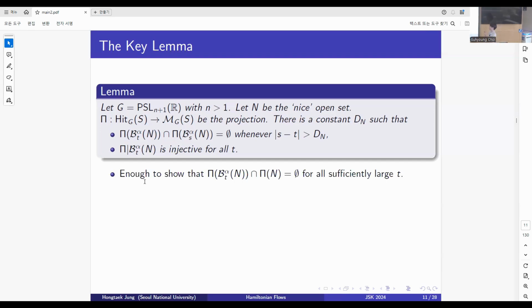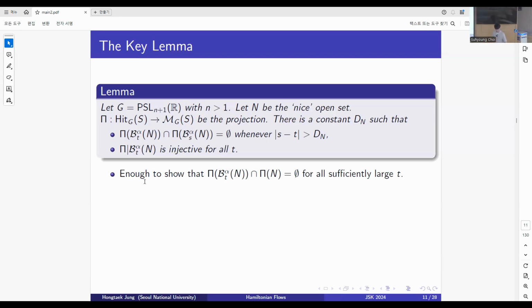Okay, so here's the proof. We need some argument, but basically you can bring everything to the original set, so it's actually enough to show that for sufficiently large t, the set obtained by applying the bulging flow for time t and the original set N are disjoint at the level of moduli space. That's what we actually want to show.